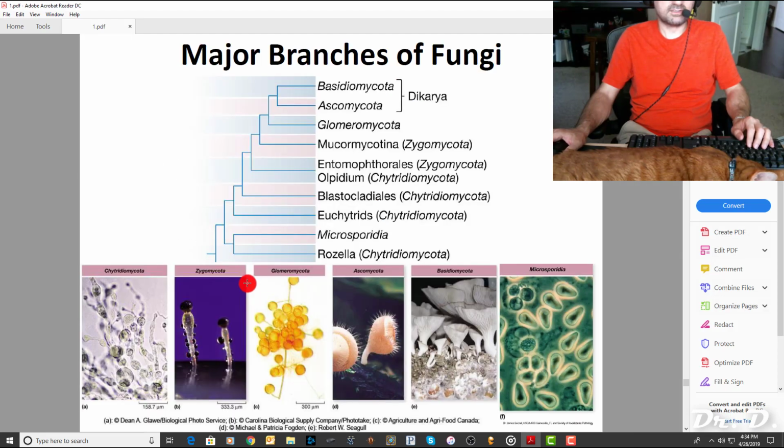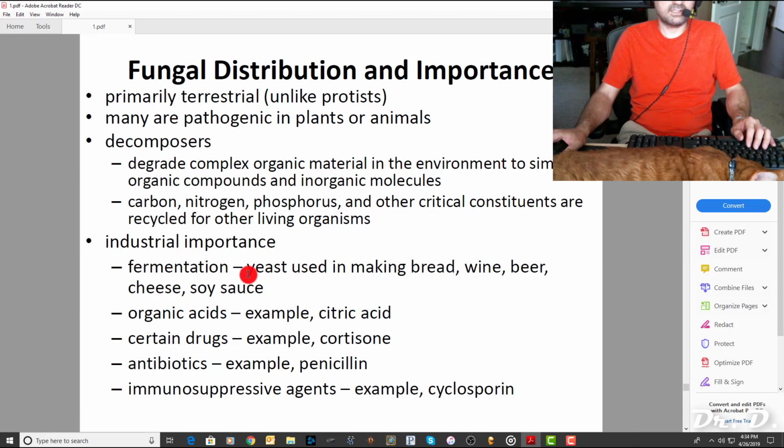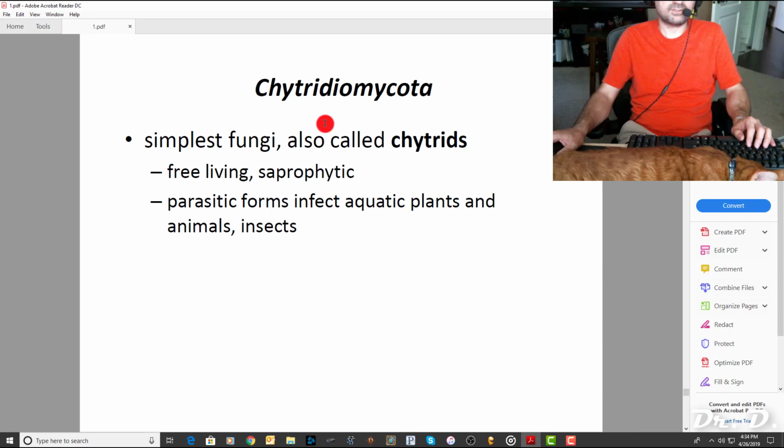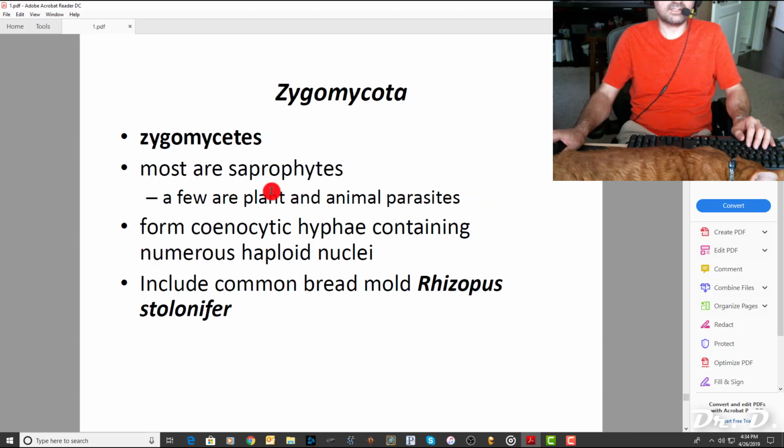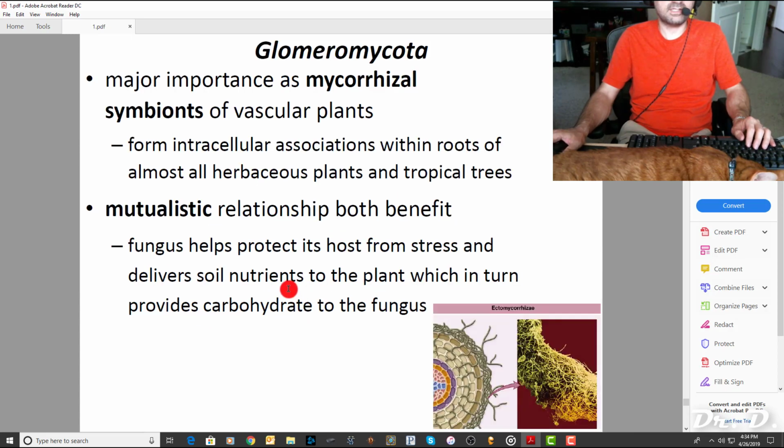These group members we talked about. Let's talk about them real quick. Let's see. Chytridiomycota. What do you need to know about the chytrids? That they are the simplest fungi. Okay, that's what you need to know about that. Zygomycota, you need to know that Rhizopus stolonifer or bread mold is an example.